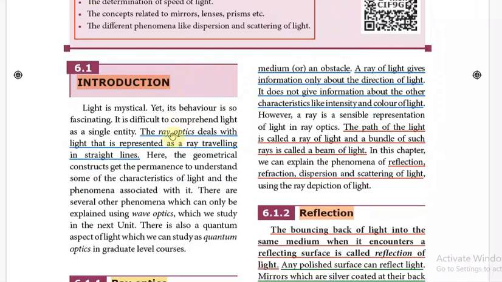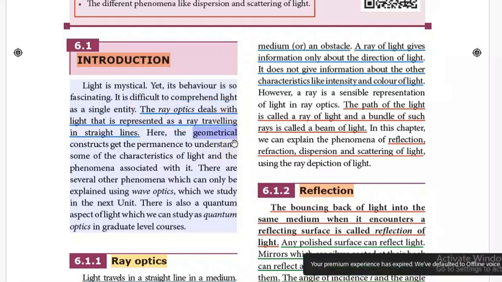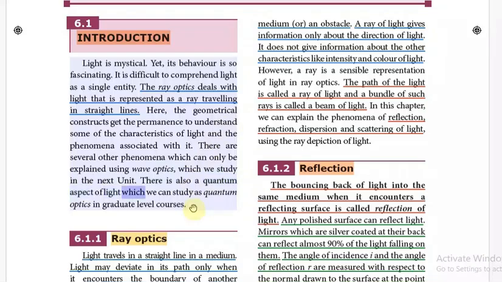6.1 Introduction. Light is mystical, yet its behavior is so fascinating. It is difficult to comprehend light as a single entity. Ray optics deals with light that is represented as a ray traveling in straight lines. Here, geometrical constructs help us understand some of the characteristics of light and the phenomena associated with it. There are several other phenomena which can only be explained using wave optics, which we study in the next unit. There is also a quantum aspect of light which we can study as quantum optics in graduate level courses.